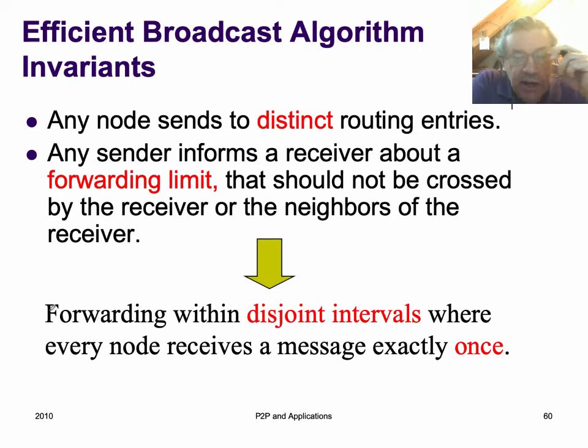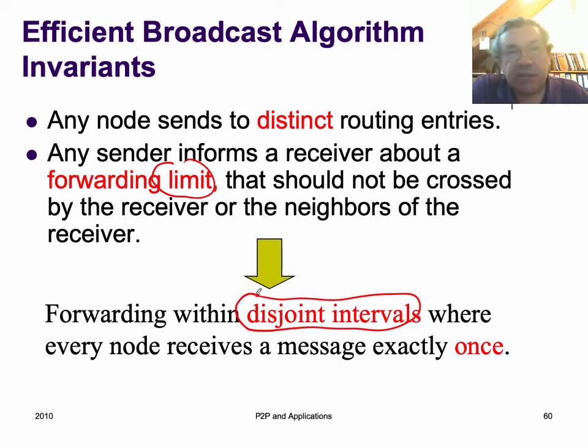So basically, the idea is the following. We have this tree, and we send the broadcast along all of the children at each level. But each of these children has a forwarding limit. It will only look at a slice of the tree below it, and we make sure that these slices are not overlapping, so basically disjoint intervals. That means each node will receive a message exactly once.